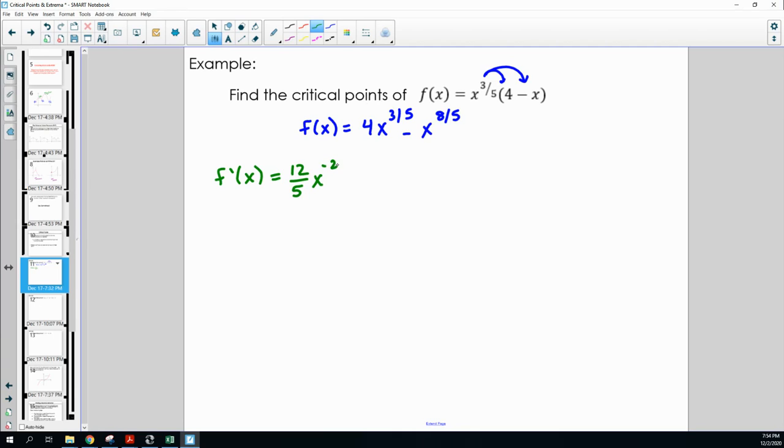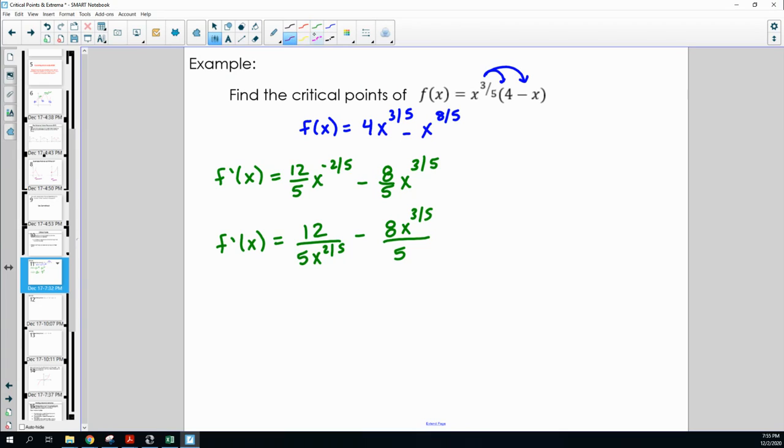We get negative 2/5. And then minus 8/5 x to the, again, subtract 1, so we're subtracting 5/5, so we get 3/5. So from here, I'm just going to clean this up a little bit myself. So I'm going to make this 12 over 5x to the 2/5 minus 8x to the 3/5 over 5.